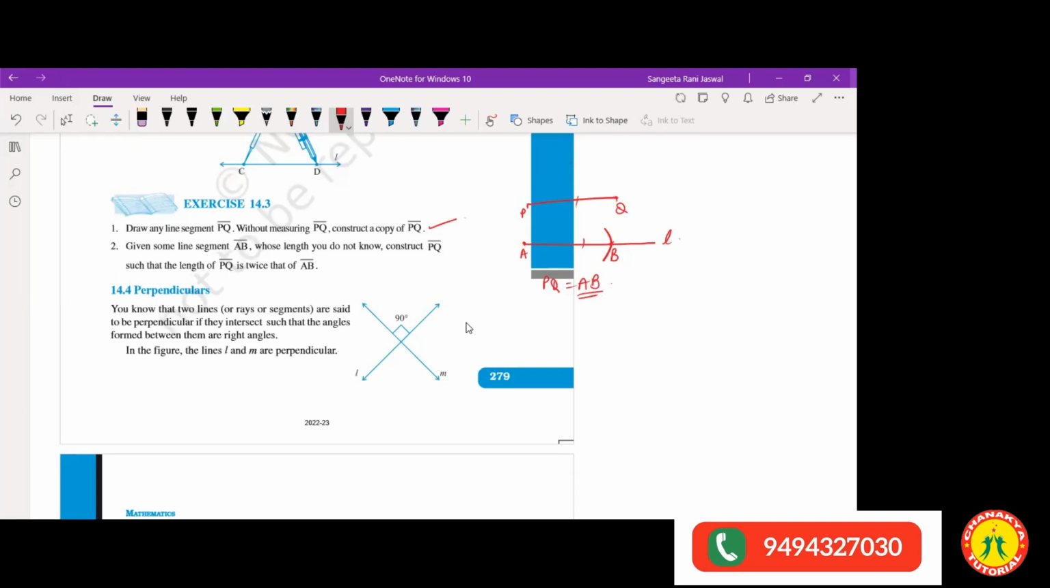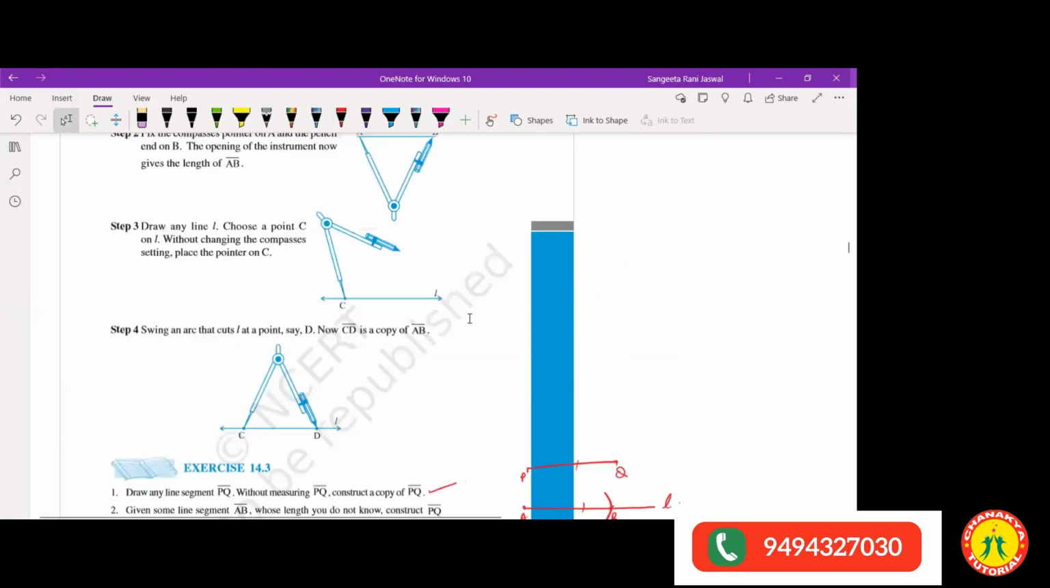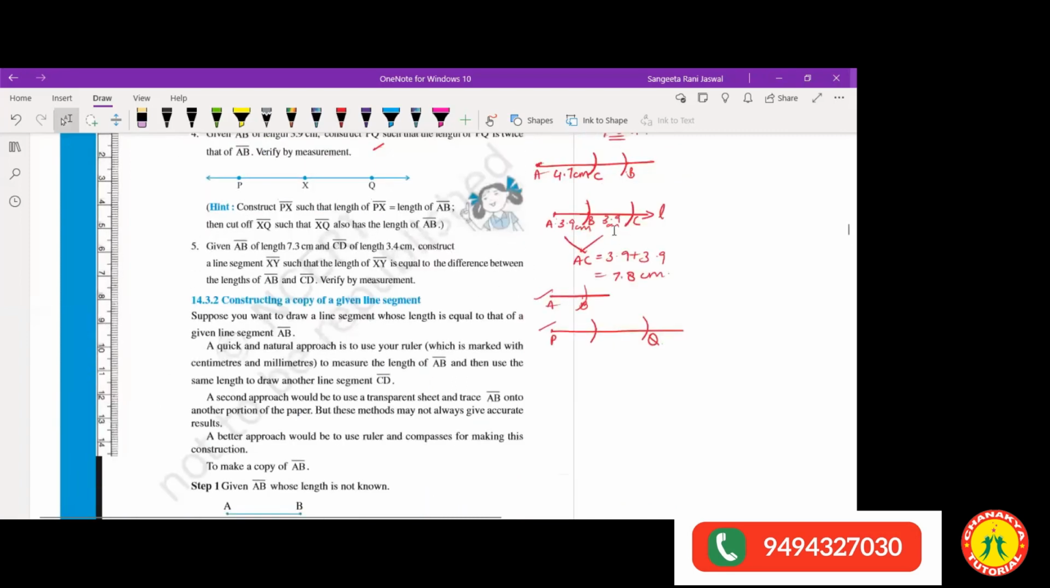Now you do the second one. Let me see what you can do. Now I will not say anything, you will do this. Question number 2: given some line segment AB whose length you do not know, just make one line AB. Construct PQ such that the length of PQ is twice that of AB. Can you do that? This question is very similar to what we did in the previous exercise, where the length was double.